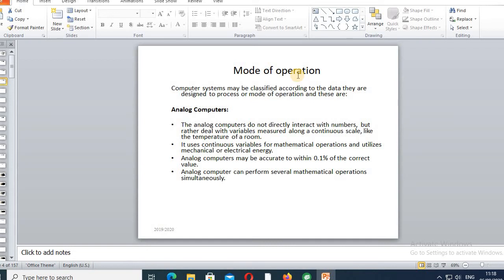So analog computers may be accurate within 0.1% of the correct value. So with these computers of ours, more especially analog computers, their accuracy always has an error of 0.1%. That's why, for example, you may end up having two answers, whereby I can talk of 9.8 newtons and it's approximately 10 newtons. So these are two, meaning that there is an error as you're getting the calculations. Analog computers can perform several mathematical operations simultaneously. So you can do simultaneous activities at the same time.